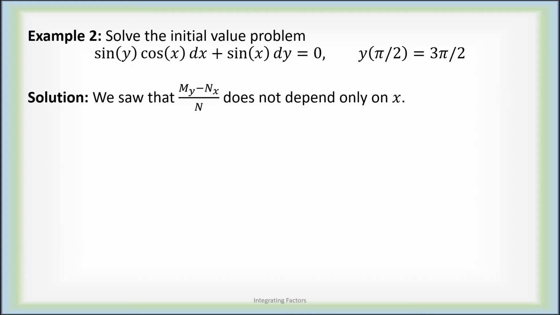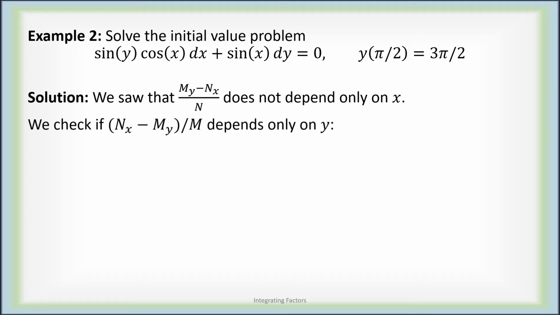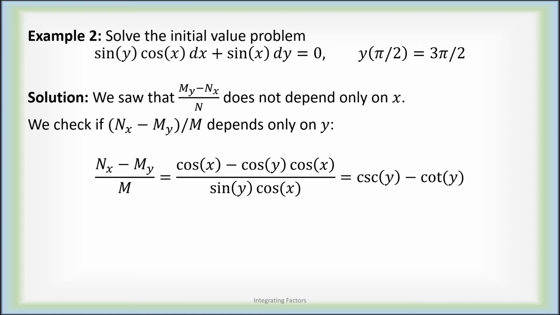So we saw that M sub y minus N sub x over N doesn't only depend on x, it still had y's. So now we check if N sub x minus M sub y over M depends only on y. Now in the previous slide, we already computed N sub x and M sub y, and we just have them in the opposite order here. But now we're dividing by M, by sine y cos x, and actually this cosine x cancels out of everything, leaving behind cosecant of y minus cotangent of y, which only depends on y.